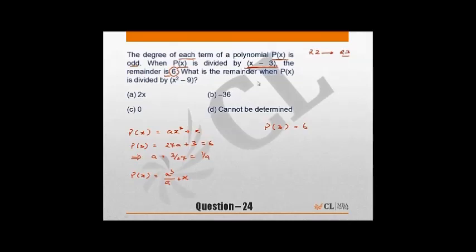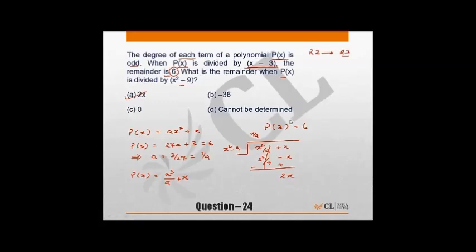And now the question says what is the remainder when P(x) is divided by x square minus 9. So let's divide P(x), which is x cube by 9 plus x, with x square minus 9. We want x cube by 9, so multiply with x by 9. So this becomes x cube by 9 and minus 9 into x by 9, so that makes it minus x. So we subtract, minus becomes plus, and we get 2x. So the answer is choice A.